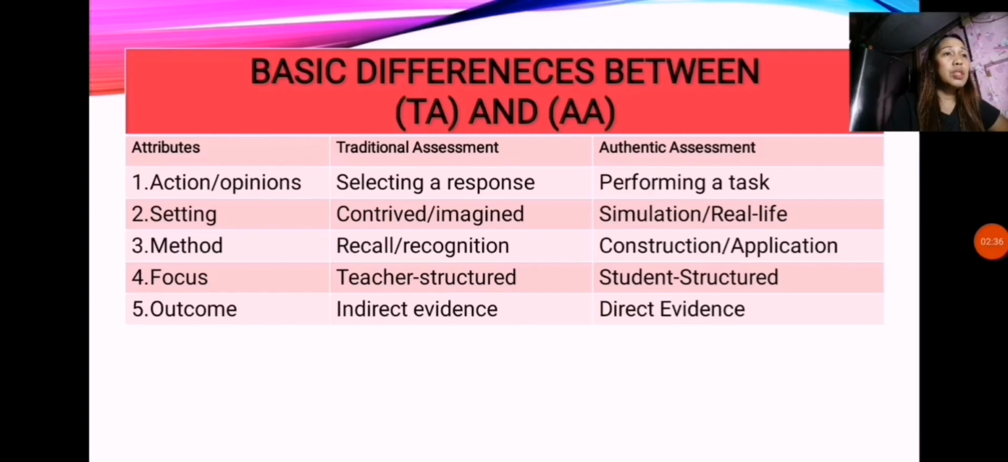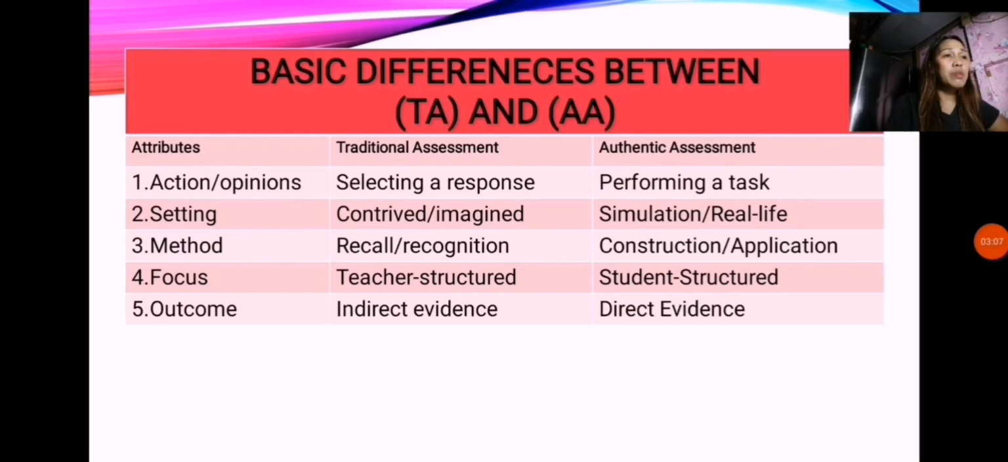Number two, see things. In traditional assessment, it is contrived, imagined, meaning there is abstraction on the part of the student whereby they have to imagine what they are reading so that they could answer the questions. Then in authentic assessment, there is a real life or simulated activity where they apply the skills that they have learned from their lessons.